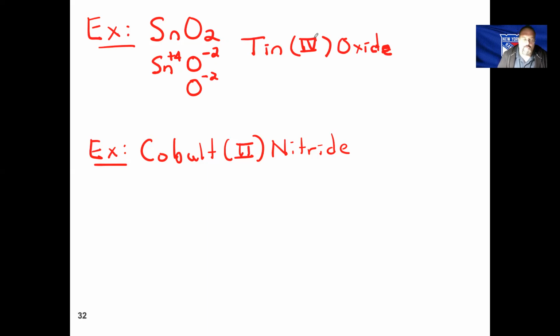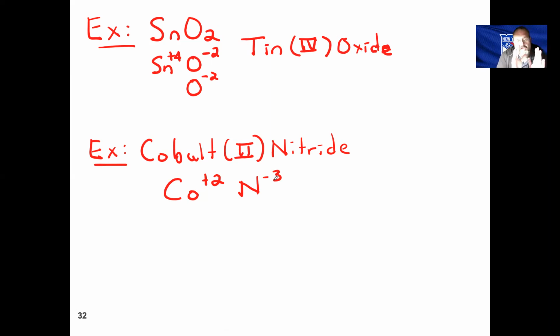Okay. One more example. Now we have a name. Let's come up with a chemical formula. Cobalt 2 nitride. So cobalt, chemical symbol of Co. It's a metal, so the charge has to be positive. And the charge of cobalt in this case is 2. They're telling us that because it's a B group metal. So this would be cobalt +2. Nitride represents nitrogen. And the nitride ion has a charge of -3. It's in group 5A. And nonmetals in group 5A have a -3 charge.